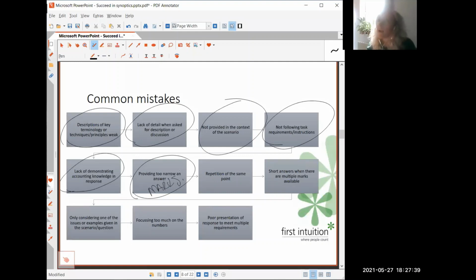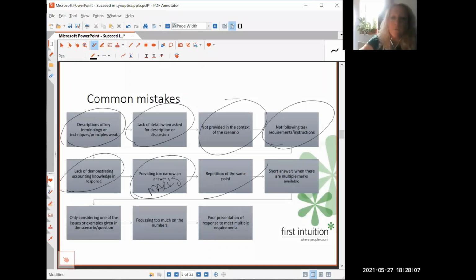This could also be where you're asked to evaluate the issues that have occurred, and you focus on one issue, but the scenario pointed out 4. Well, if the scenario pointed out 4, unless you're asked to only focus on one, if you're asked to evaluate the issues, that's all of them. So you should be mentioning all 4 of those. Otherwise, your response is just too narrow.